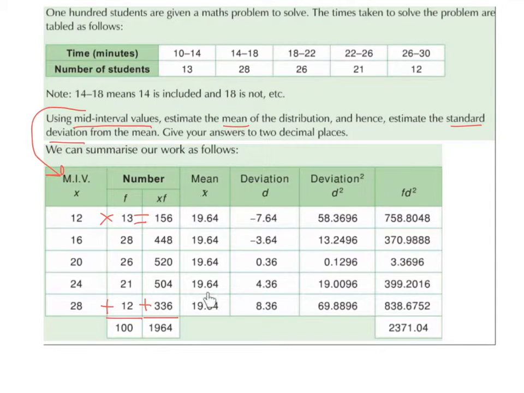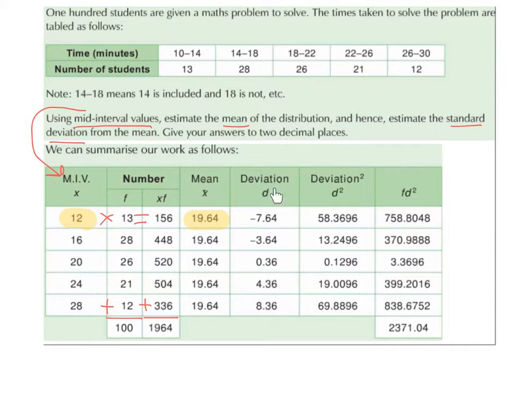So now we're going to get the mean. It's going to be 1964 divided by 100, which gives us 19.64. Remember, 19.64 is going to be the mean for each step of the question. Next we have to get the deviation, or the difference. So we're going to say 12 minus 19.64, and that gives us minus 7.64. Then 16 minus 19.64 is minus 3.64. Then 20 minus 19.64 is 0.36. Then 24 minus 19.64 is 4.36. And 28 minus 19.64 is 8.36.